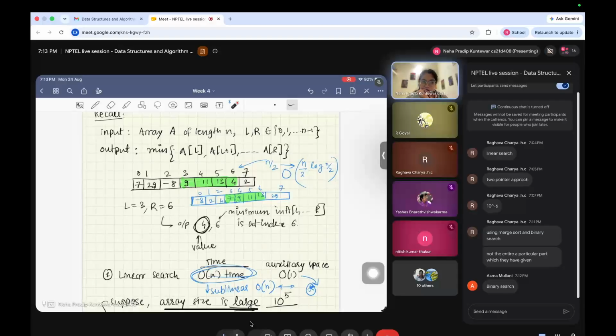Okay. So what do you mean by binary search? Can you explain the algorithm?